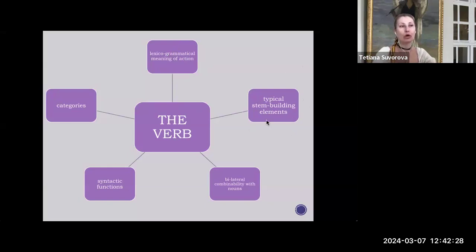From the viewpoint of formal characteristics, we are going to speak about stem-building elements typical for the English and for the Ukrainian languages, because by these formal characteristics we at once recognize which part of speech we refer to: the noun, the verb, the adjective, and so on. Then, having this formal information, we move to the meaning, to the inside of the word, to treat it as the verb, for example, and not as the noun.